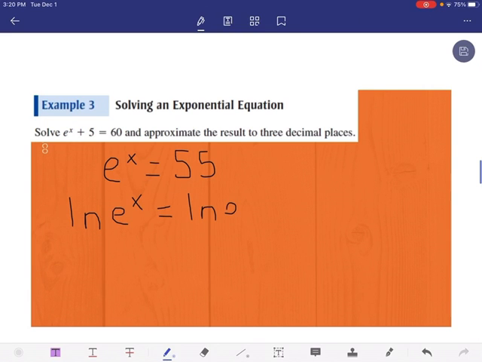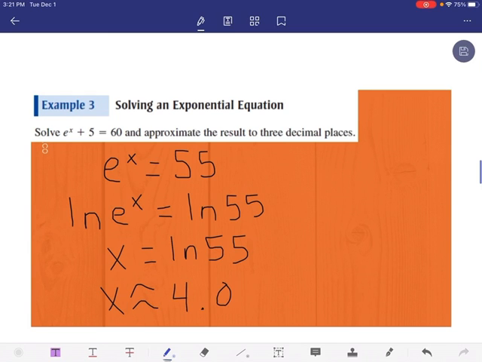So remember that a log with a base of e is going to be the natural log. So our log has a base of e, what's on the inside has a base of e. Using my inverse property, they reduce each other, and I'm left with x equals the natural log of 55. Again, they ask us to round to the 3 decimal places, so we can plug that into our calculator, and we get 4.007.